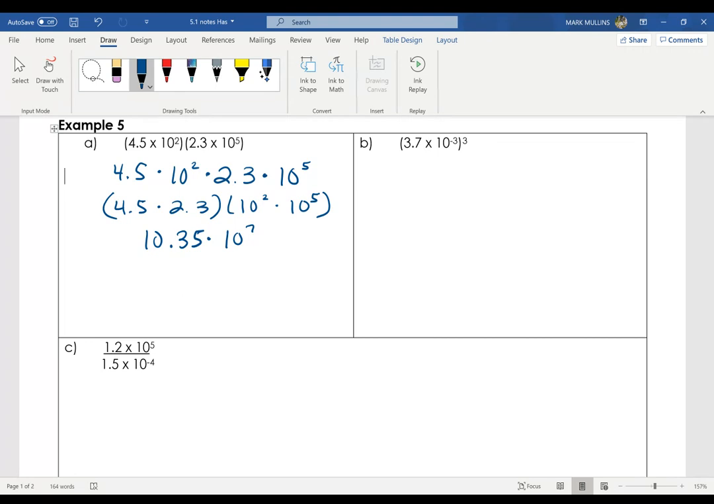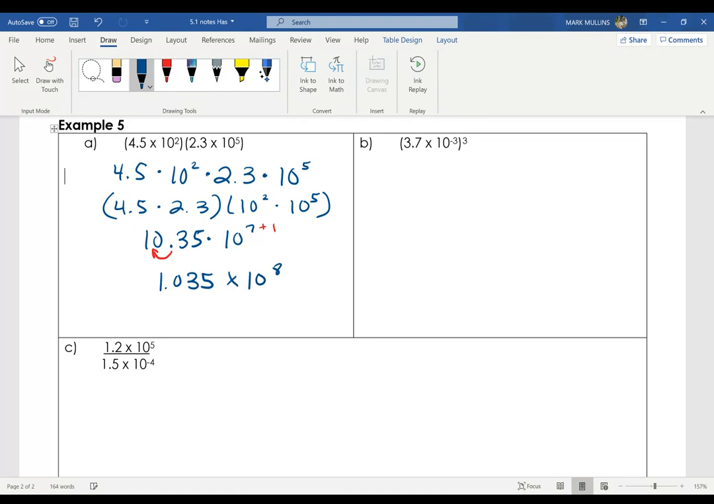So now my last problem is that when I have scientific notation, I only want one digit before the decimal. So I need to move my decimal one place this way because my number was too big. And since my number was too big, I'm going to have to add a factor of 10 over here when I move that decimal. So now I'll have 1.035, and I want to use the x to show it's scientific notation, times 10 to the 8th.